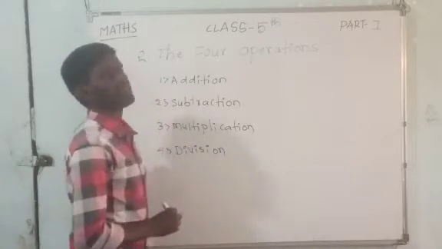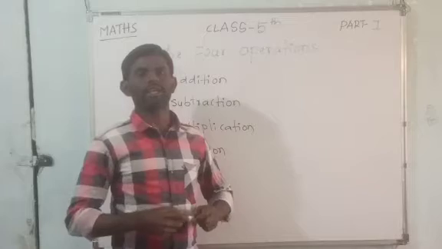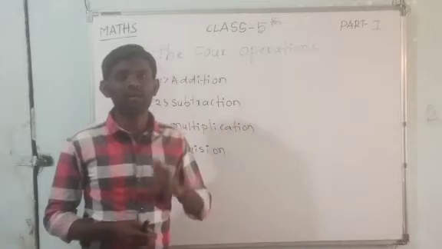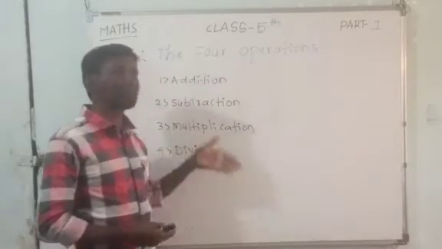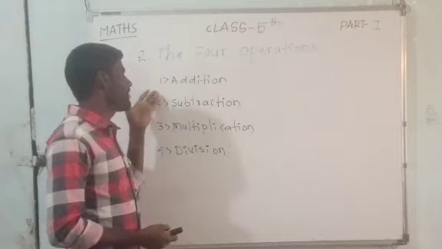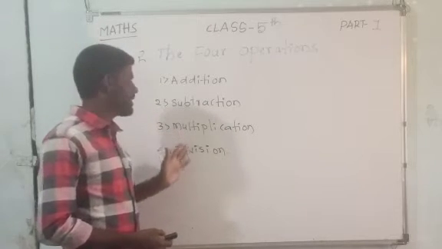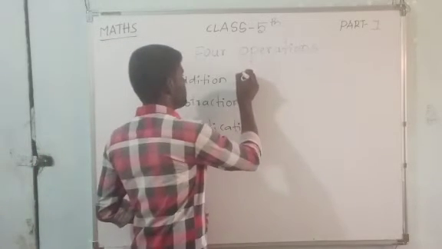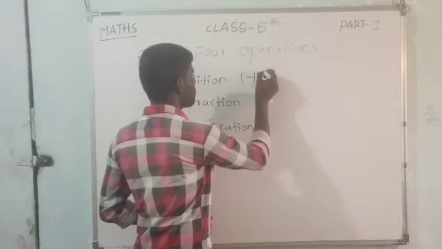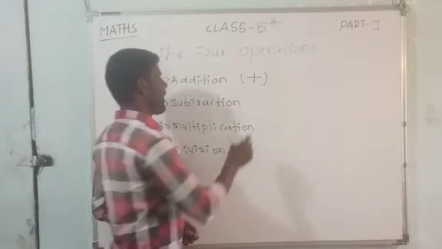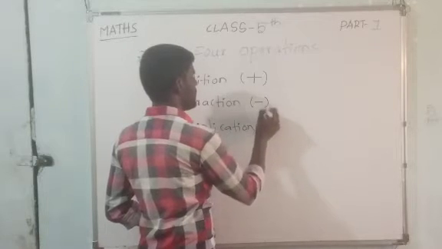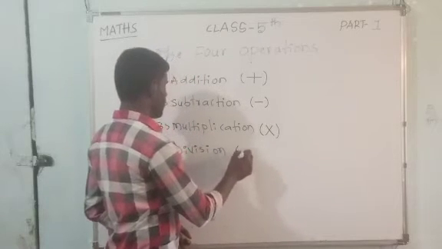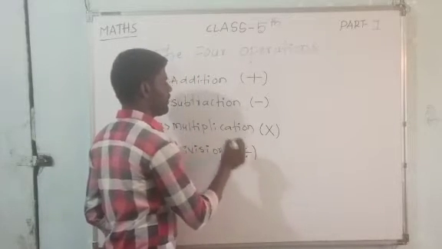Dear students, in our today class, especially related to the second chapter, the 4 operations. Which are the 4 operations? These are the 4 operations: addition, subtraction, multiplication and division. The symbol for addition we can represent as plus. The symbol for subtraction is minus. The symbol for multiplication is cross. The symbol for division is like this, we can denote.